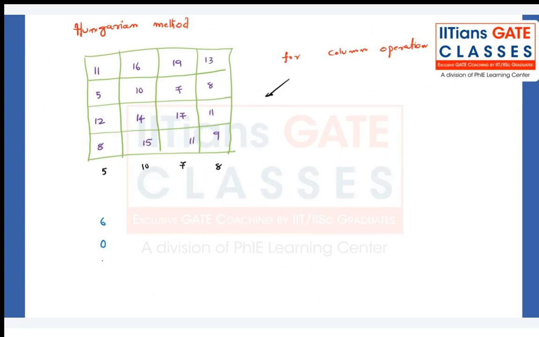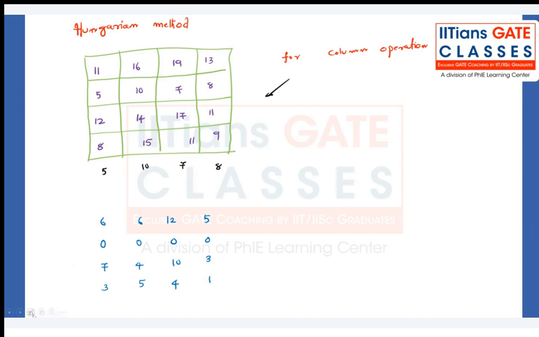Then I'm deducting 5 from the first column. Next row: 7, and 8 minus 5 is 3. Next, 10 gives 6, 0, then 4, and then 5. Next I'm deducting 7 from all the elements in the column: 12, 0, 10, 4. Similarly, deduct 8 from every element of that column: 8 minus 8 is 0, 11 minus 8 is 3, 9 minus 8 is 1.